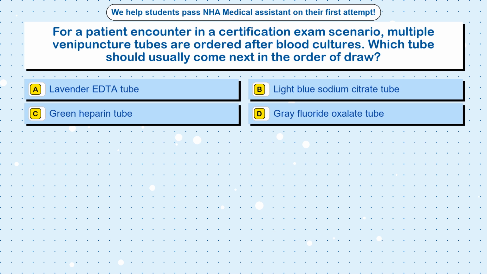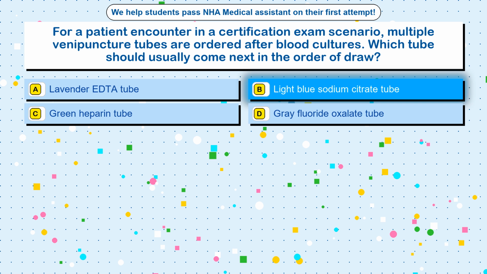Question 70. For a patient encounter in a certification exam scenario, multiple venipuncture tubes are ordered after blood cultures. Which tube should usually come next in the order of draw? Option A. Lavender EDTA tube. Option B. Light blue sodium citrate tube. Option C. Green heparin tube. Option D. Gray fluoride oxalate tube. The correct answer is option B.